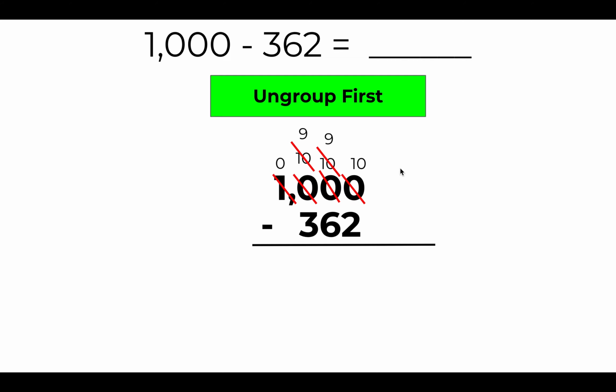Now I can subtract. 10 minus 2 is 8, 9 minus 6 is 3, and 9 minus 3 is 6. I have nothing left in the thousands place, so I don't need to subtract that. My final answer is 638.